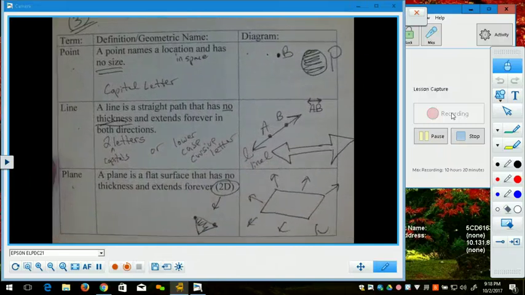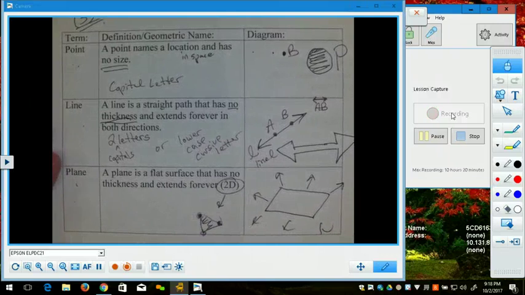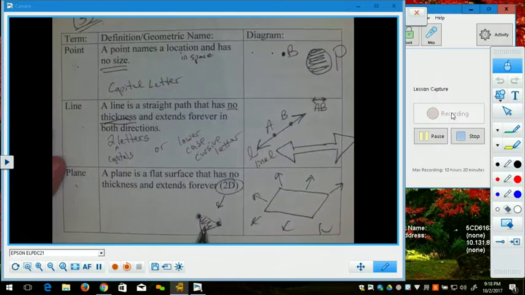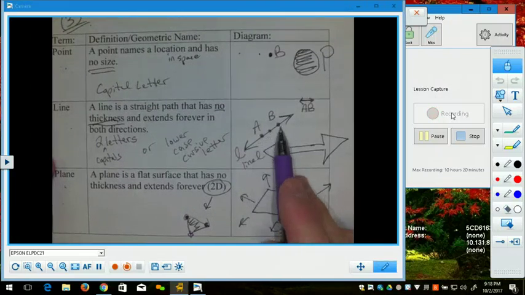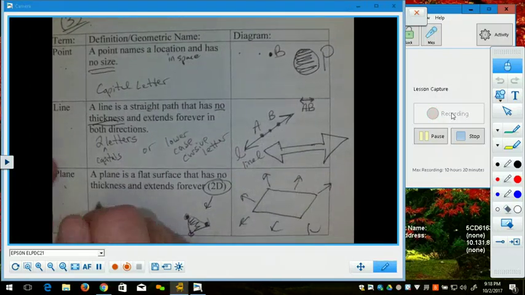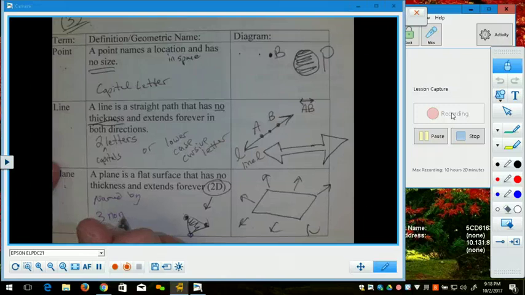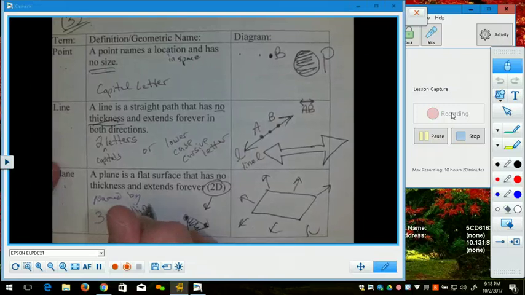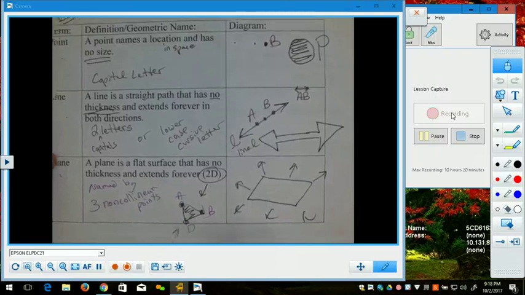A plane, since it's a two-dimensional surface, needs to have at least 3 points. So it has to be 3, and they can't be on the same line, because if I have 3 points that are on the same line, that doesn't actually give me a two-dimensional surface. So it has to be named by three non-collinear points. So in this case, I could call this one plane ABD.